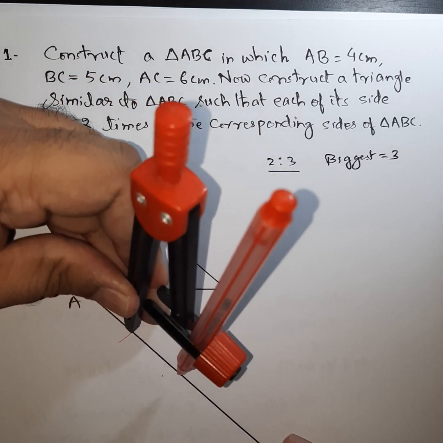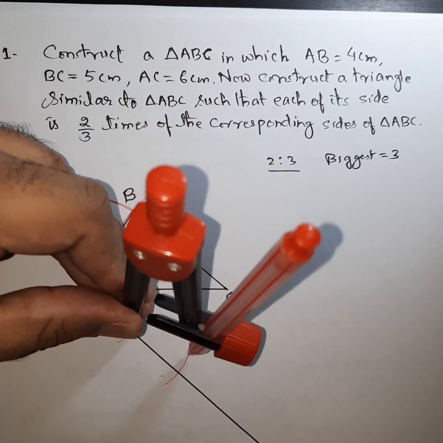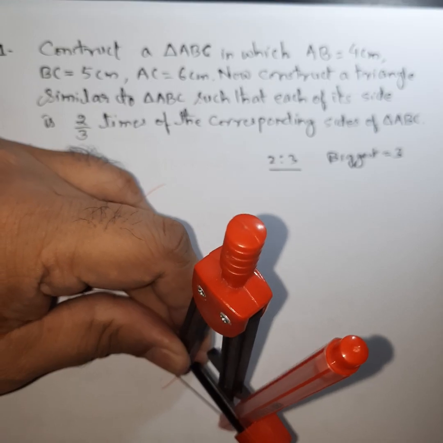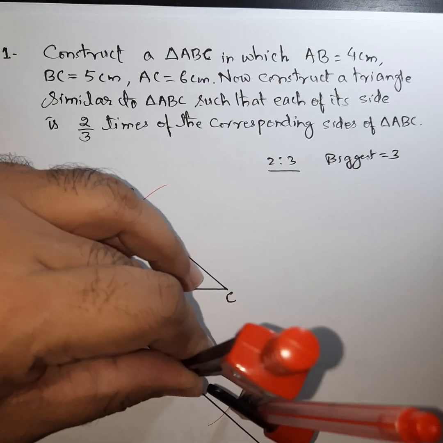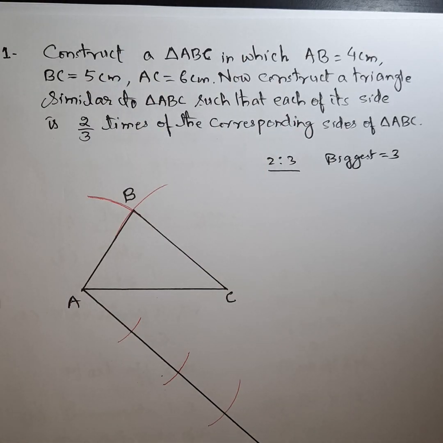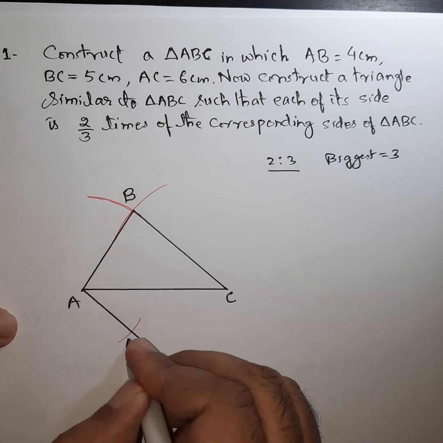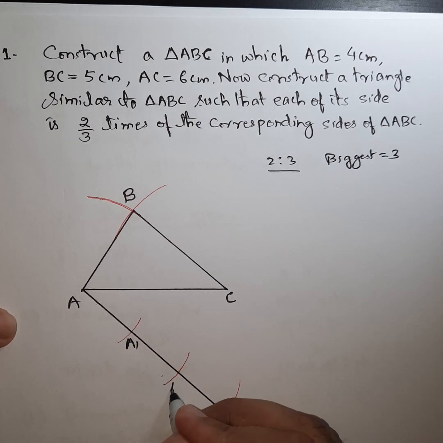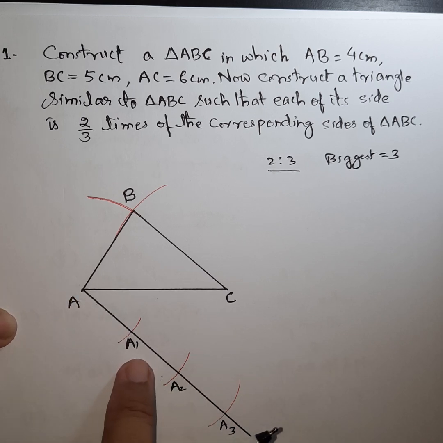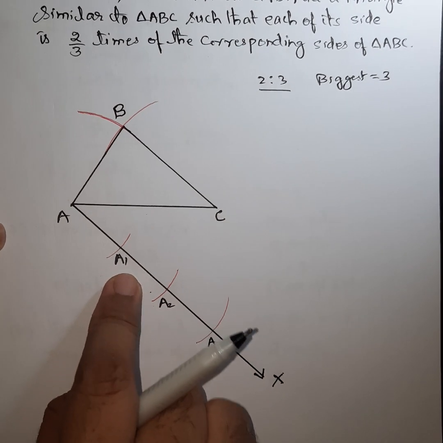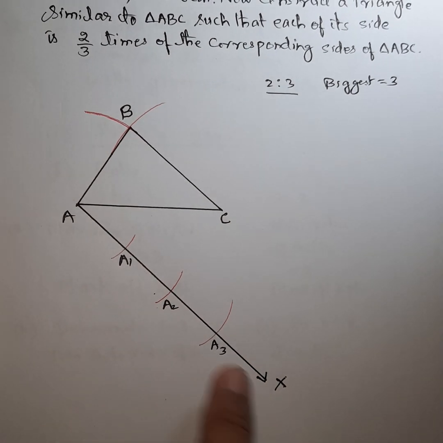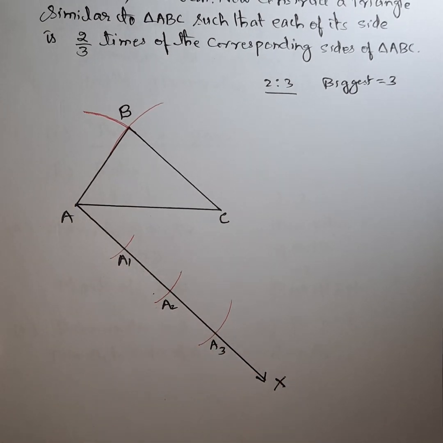1, 2, and 3, and name them A1, A2 and A3. Generally, if A is coming here, we give the names A1, A2, A3. If B is coming here, we give B1, B2, B3.